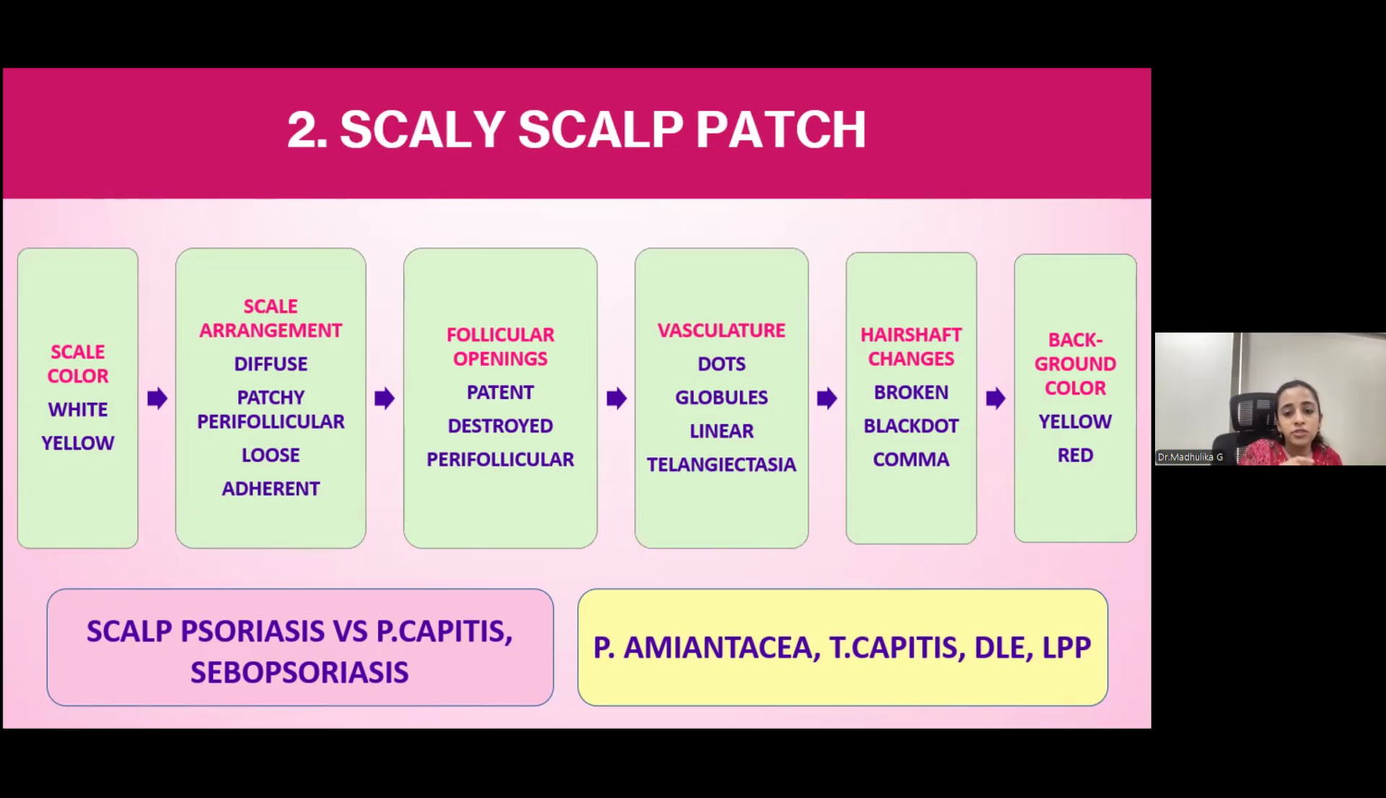Any perifollicular changes you want to note, you can. So vascular changes: are there dots? Are there globules like you see in psoriasis? Are there linear vessels like you see in seborrheic dermatitis? Are there telangiectasias like you see in DLE? Are there any hair shaft changes like you see in tinea capitis: broken, black dot, comma hairs, etc.? And what is the color of the background? Is it pink and red like in psoriasis? Is it yellowish because there's not much inflammation, or mild yellowish to red as in seborrheic dermatitis? Next slide.